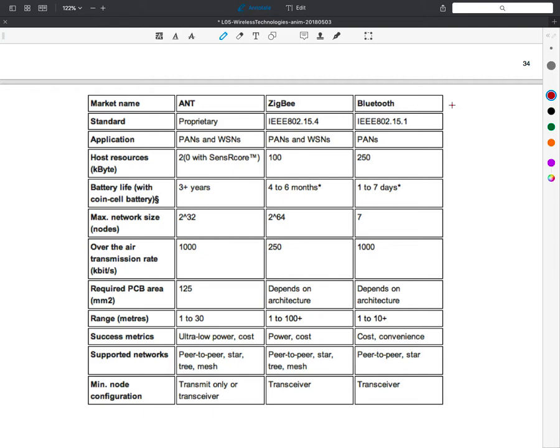But the main thing is that the ANT devices were simple. You would see in other ways also, like what's the memory footprint? 2 kilobytes versus hundreds in the other case. Battery life, many years to a few months, and in the case of classical Bluetooth, a few days. Transmission rates, and a whole bunch of other things. But the main part is really this was designed for this ultra low power.